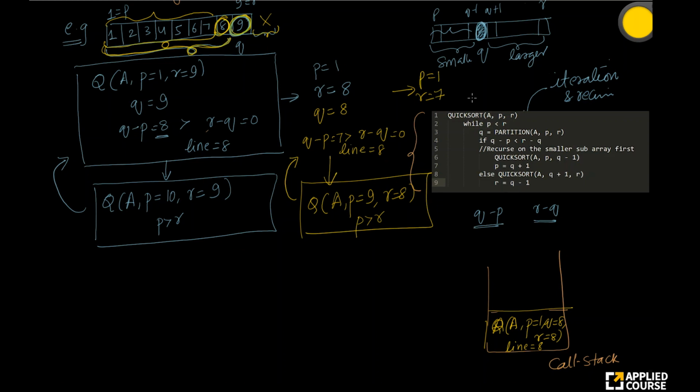So this will keep happening. This will keep happening now. See, we have started off from 1 to 9. We went one step down.